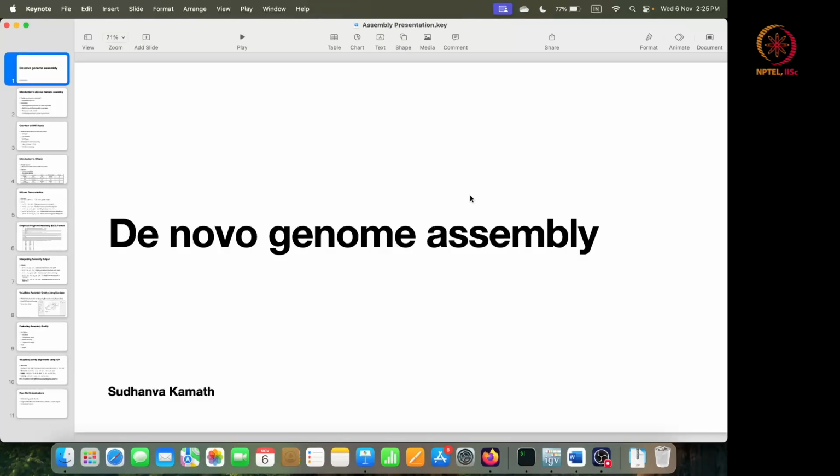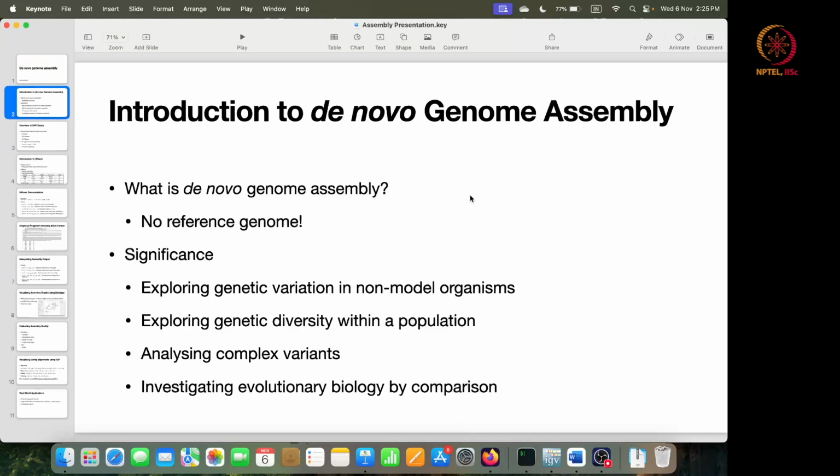Hello everyone. Today I will be demonstrating the process of de novo genome assembly of read sequencing data. First of all, what is de novo genome assembly?